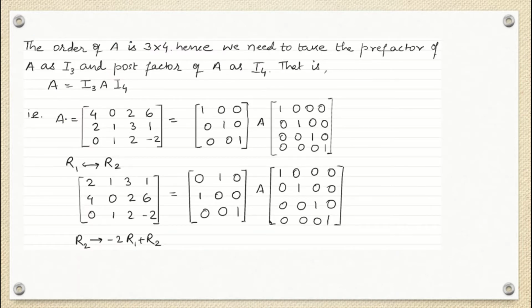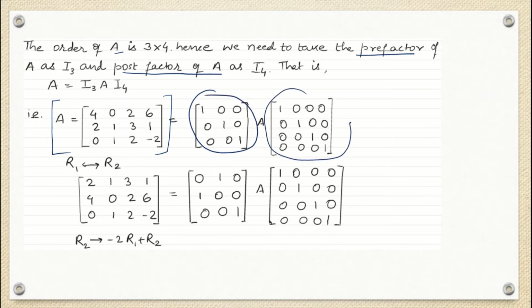So here is the method. The order of matrix A is 3 cross 4. This is the matrix which is given to us, and we have seen that the order is 3 cross 4, that means 3 rows and 4 columns. Hence, in this method we are going to take the prefactor of the matrix A and the post factor of matrix A. What are these prefactor and post factor?